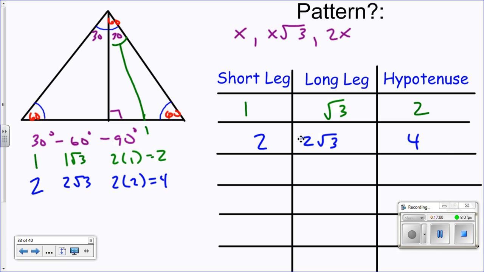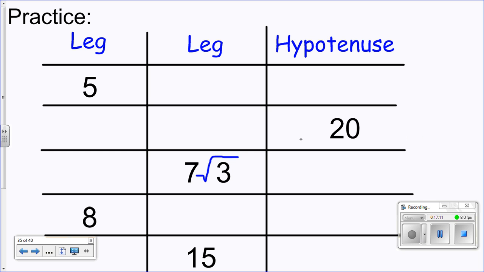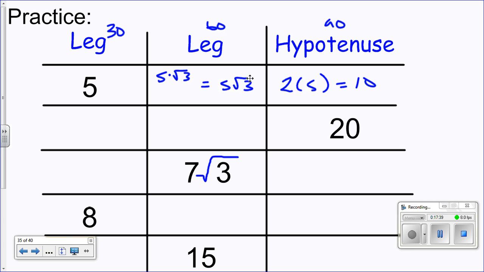Could I find the answer using Pythagorean's theorem? Yes, but why go through all that work when the pattern is so much easier to use? So let's practice some more. So if the short leg, so this is 30, this is 60, and this is across from 90, right? So if the short leg is 5, that means the hypotenuse is 2 times 5, or 10, right? And then the long leg is 5 times square root of 3. In other words, 5 root 3.